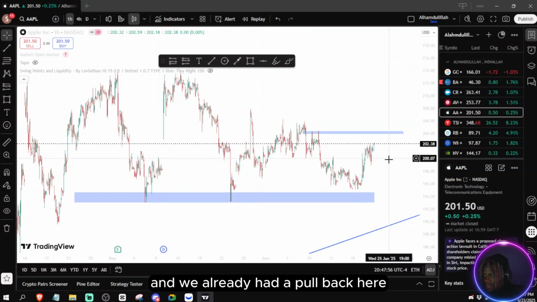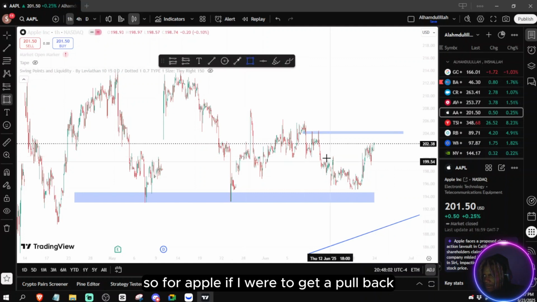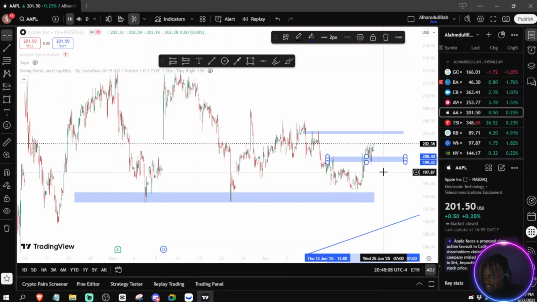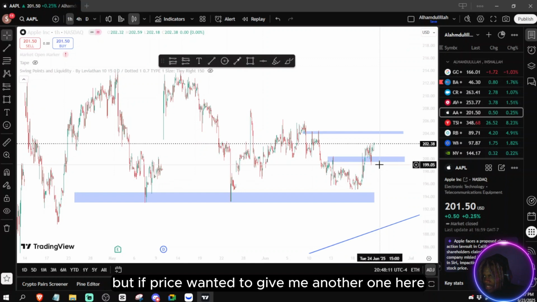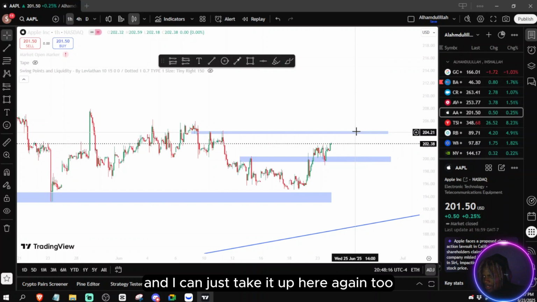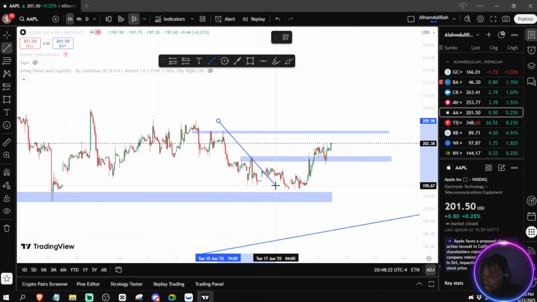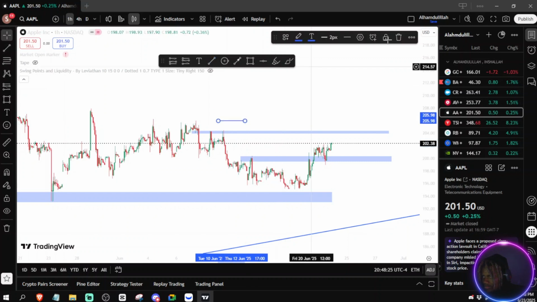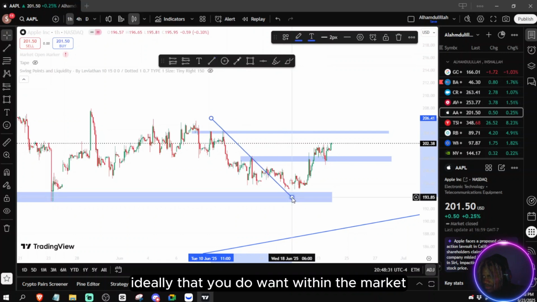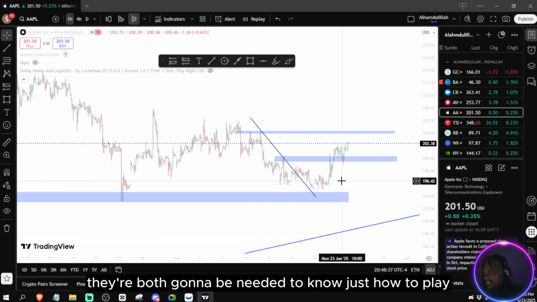Okay, and we already had a pullback here. So for Apple, if I were to get a pullback right here off this resistance, right? Price already did give me a kind of pullback, but if price wanted to give me another one here, that would definitely be a buy, and I can just take it up here again too. So either trend line or break or retest is going to give you the answer ideally that you do want within the market. And yeah, they're both going to be needed to know just how to play.